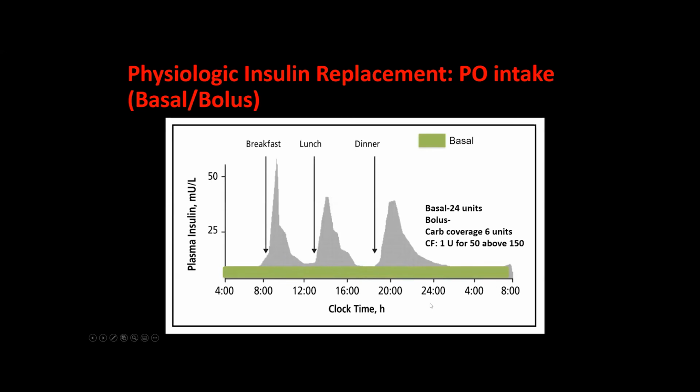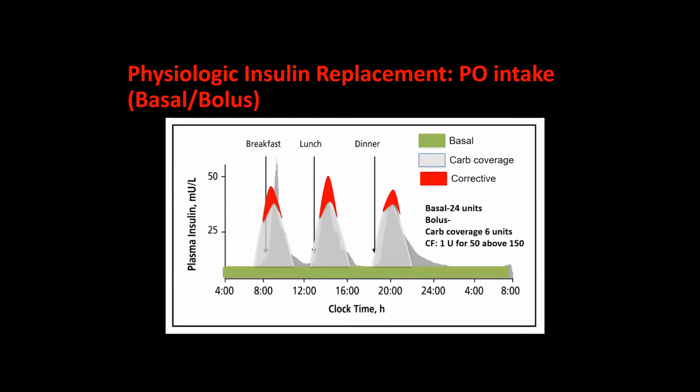So this is a much more physiological insulin replacement. And then this is a basal insulin. And then this is a carbohydrate coverage. And then this is a corrective insulin. So corrective insulin is just to correct the high sugar before the patient eats, to bring the sugar down to 150 before they eat.